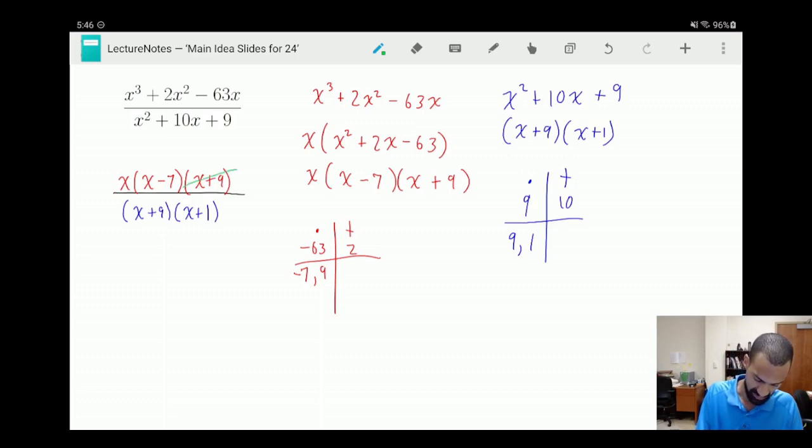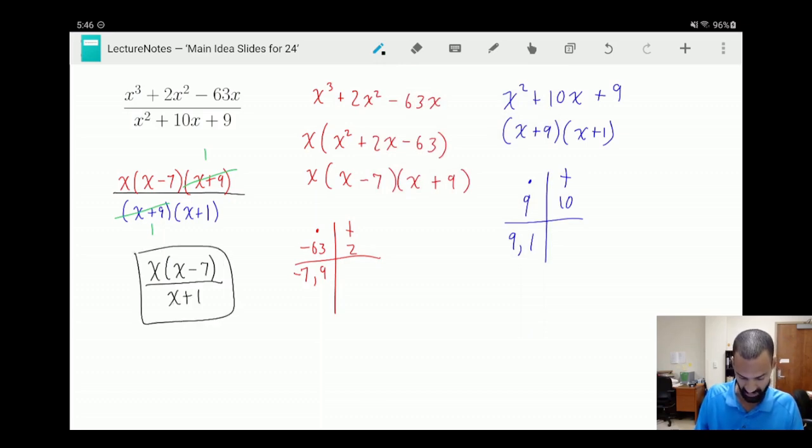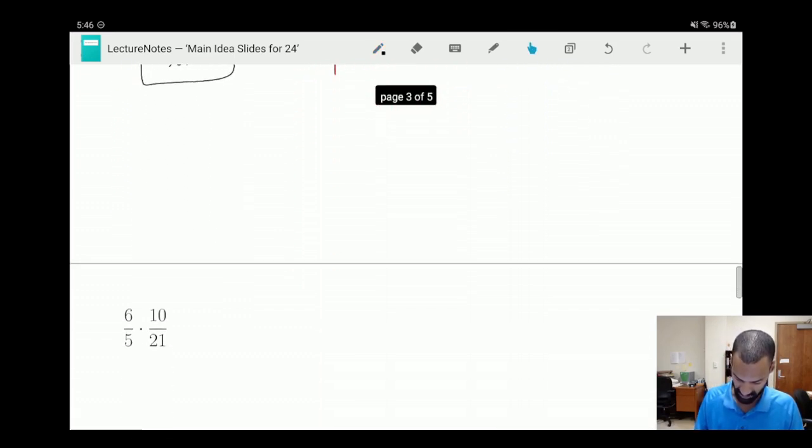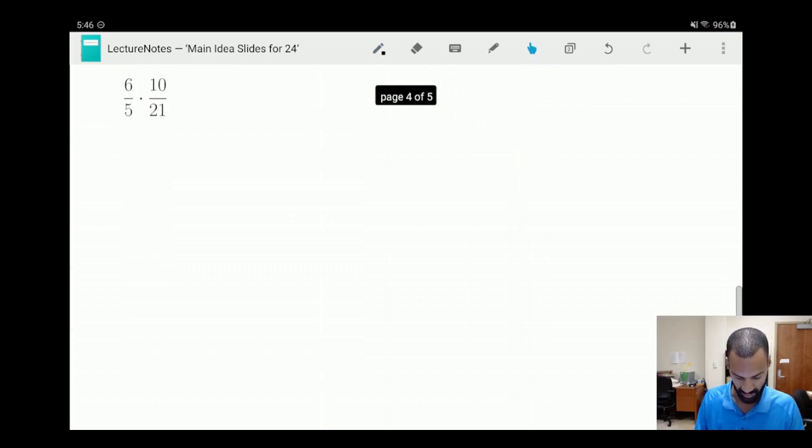X plus 9 divided by x plus 9 will divide out. They cancel each other out. Again, remember, that's leaving you with 1's here. So it's x times x minus 7 times 1 over x plus 1, right? 1 times x plus 1. So there we go. X times x minus 7 over x plus 1. So we see the strategy, right? We just simplify. Now let's get to some slightly more complicated problems.